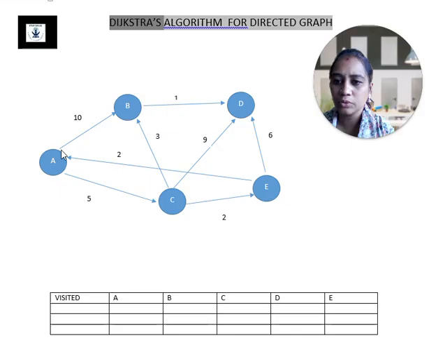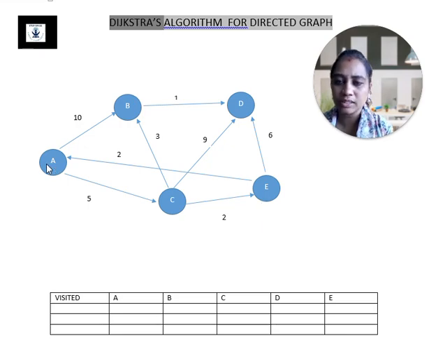First, I will consider any of these nodes as a starting node. Here nothing is specified, so I am taking A as the starting node, or the selected node. If in the question paper they have given B as the selected node, then you have to take B. Since the choice is yours, you can take any of these nodes. So I am selecting A here.